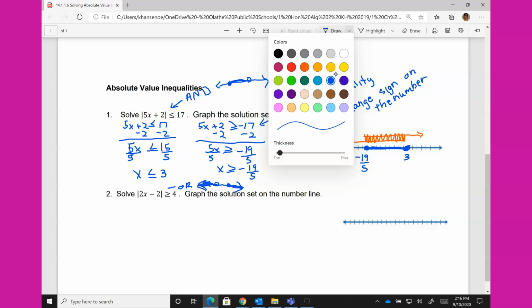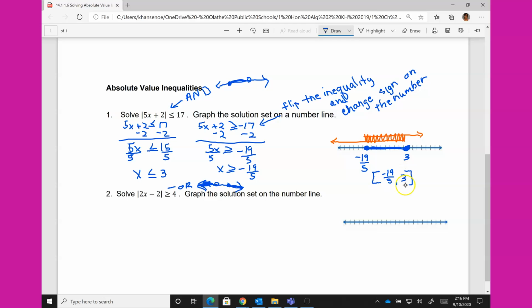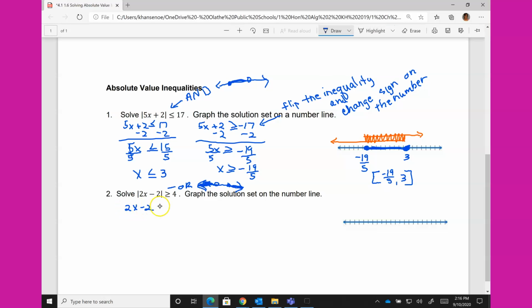So let's do another one. Oh, and let me put this in interval notation, I forgot. So then bracket negative 19 over 5 and 3 bracket. So let's do the next one. We do the same thing. I take what's in the absolute value, it does not change, and it's greater than or equal to 4. My second equation, the first part stays the same again. Switch my sign, change it to a negative number.